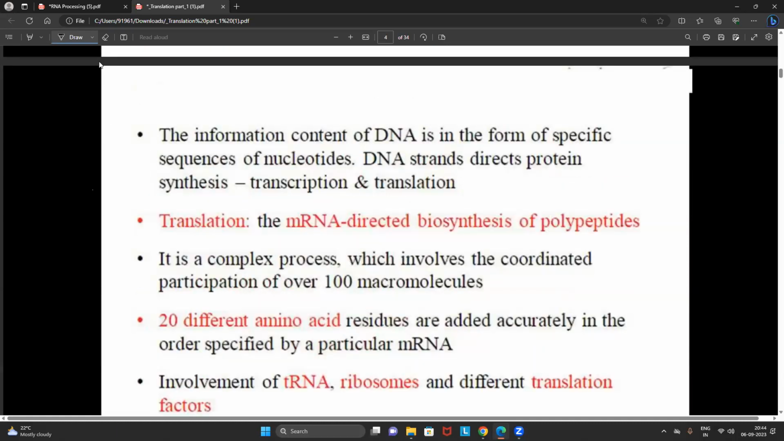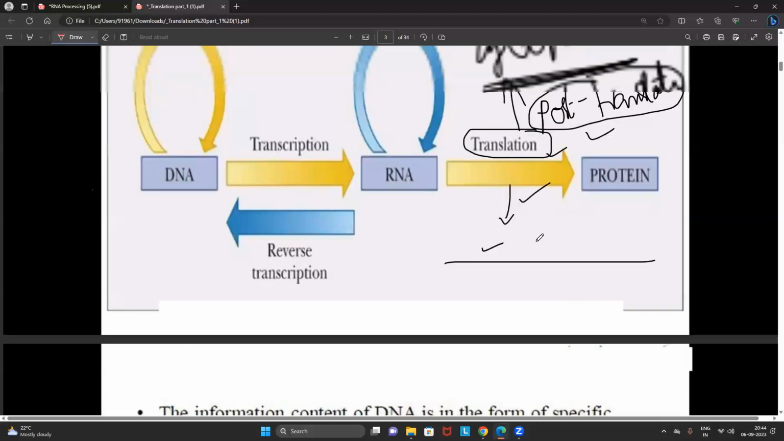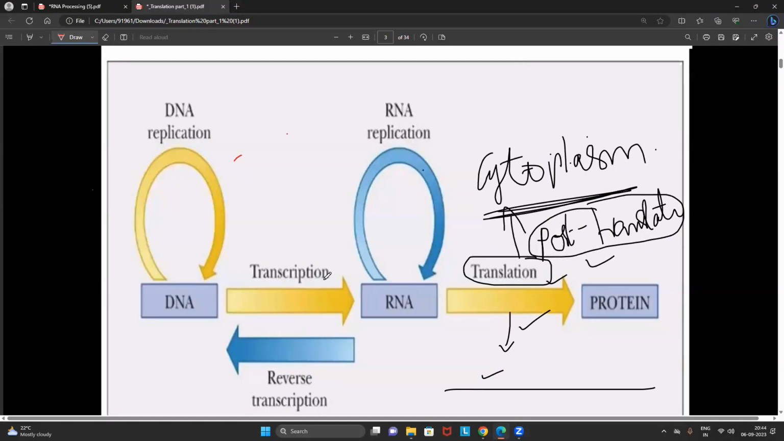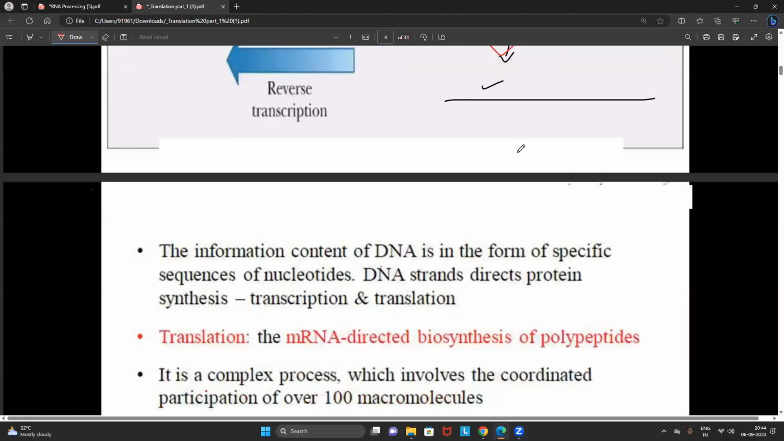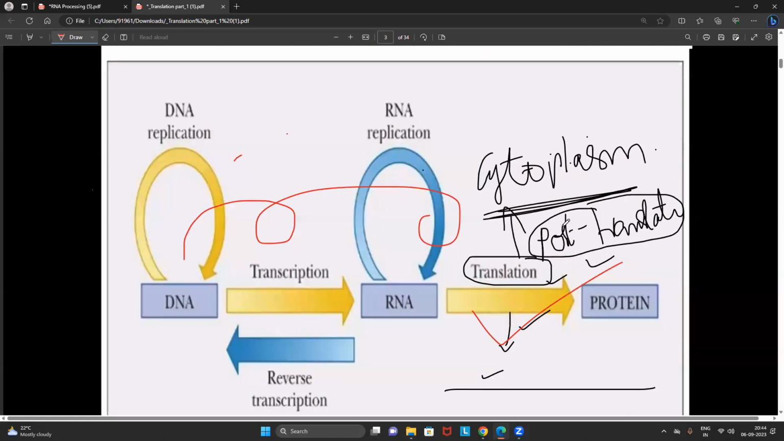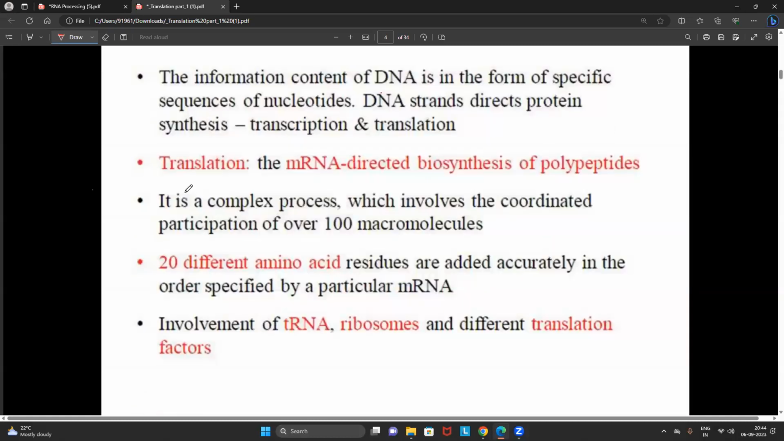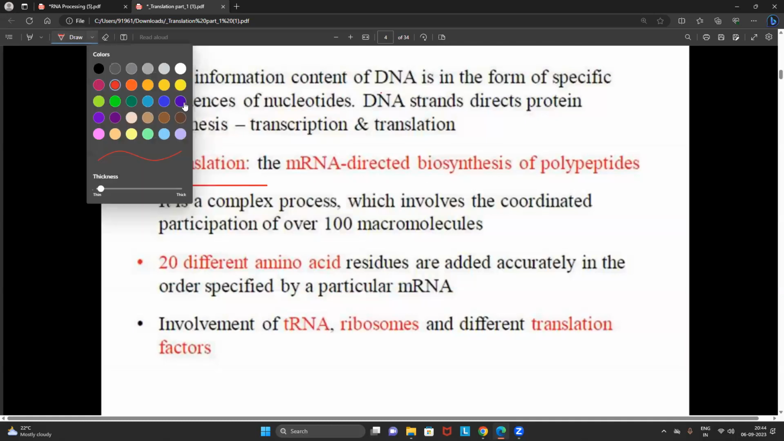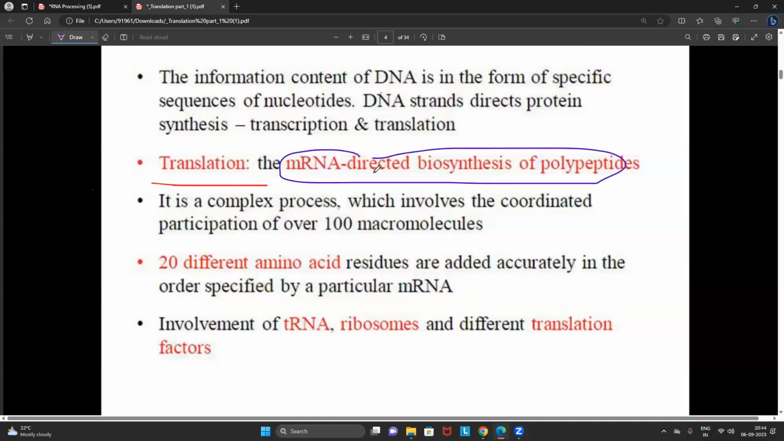Now look into that. If you ask me which process is very difficult, undoubtedly I can say, compared to replication and transcription, translation is a very difficult process. The reason is that there is an involvement of multiple enzymes and multiple factors, and the time taken is also too much. So the time taken for translation is more, and it is more complex. Now see, Balakrishna, what we can say: translation is mRNA directed, not dependent. mRNA directed biosynthesis of polypeptide.